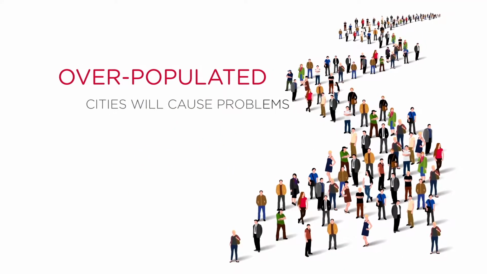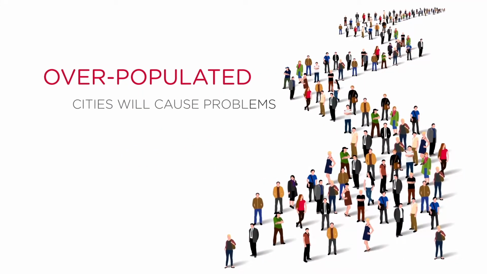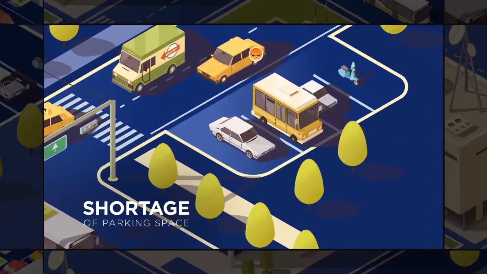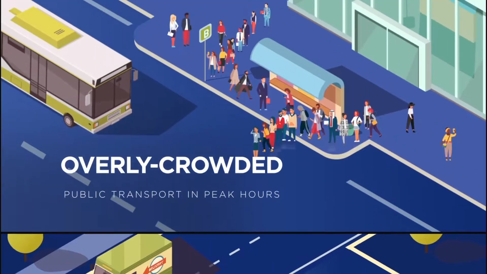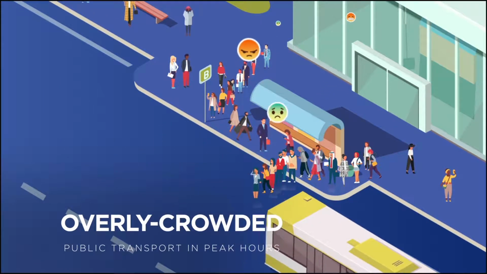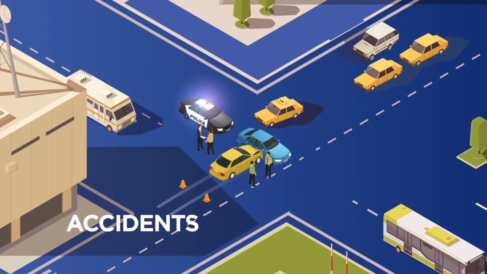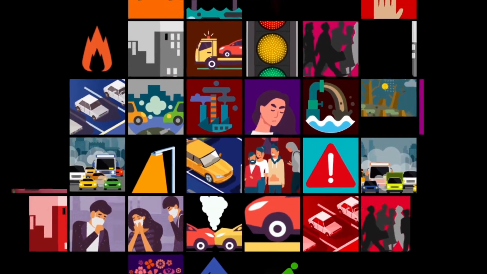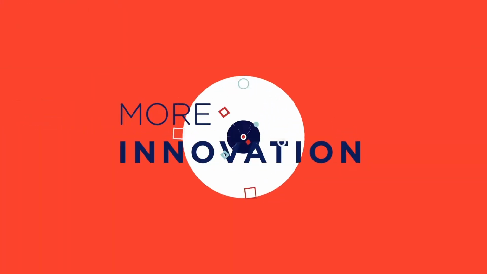Overpopulated cities will cause problems, like congestion in streets and highways, shortage of parking space, overly crowded public transport in peak hours, and accidents. These factors affect our ability to move freely in cities. All these problems will demand more innovation and deployment of smart city technology.